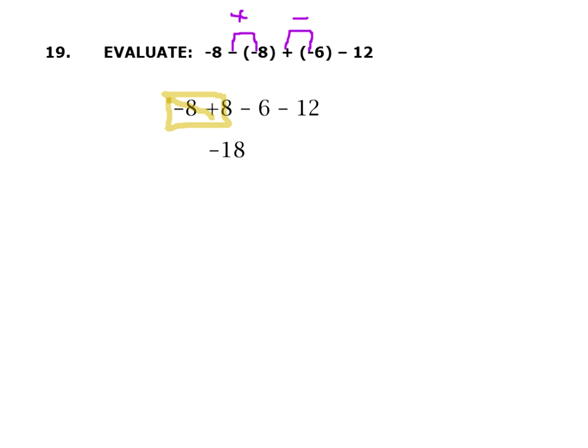Negative 18. You got it. Here we go again. Here's another one. Same thing, distributive property. A positive times a negative is a negative. Then we rewrite the problem, so negative 4, positive 13, negative 6, negative 8. This apparently is a very negative problem.